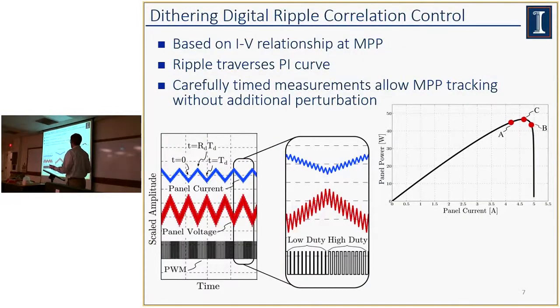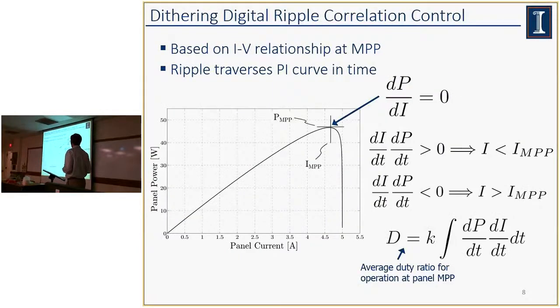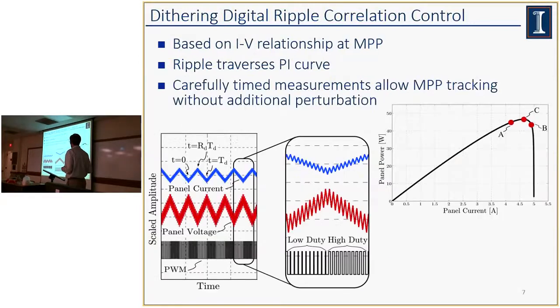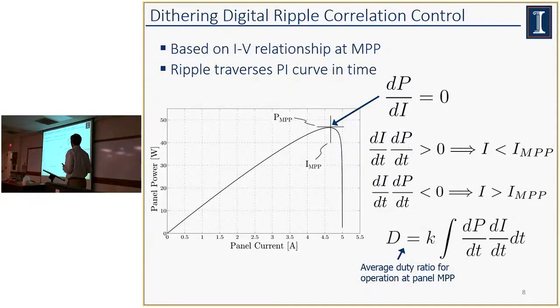So exactly how do we accomplish this control technique? Well, it's based on the derivative of power with respect to current at the maximum power point. Because it's a peak there, we have a derivative of 0. Now voltage and current change with respect to time, so obviously power also changes with respect to time. So we break this fraction up into the product of two fractions, and these are both derivatives with respect to time.